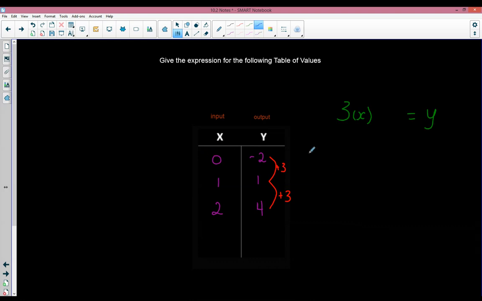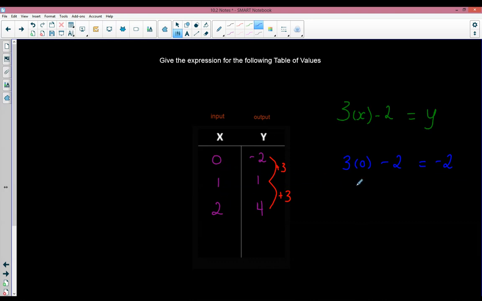For the first input, the first input is 0, 3 multiplied by 0. Well, that's an easy one, that's 0. So how would I get to the value of -2? 3 times 0 is 0. To get to -2, I would have to subtract 2. So we're going to propose that that is our expression. 3x subtract 2 equals y. We tried it out for the first input.